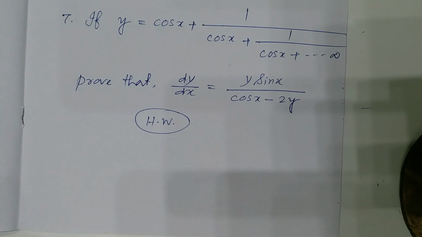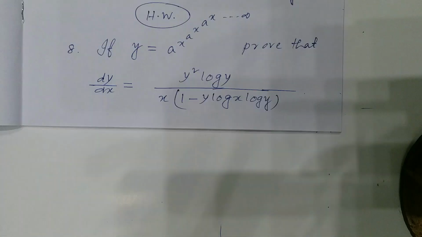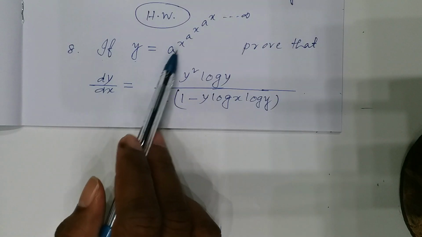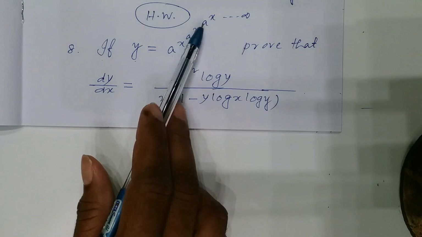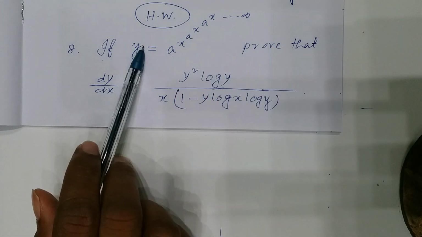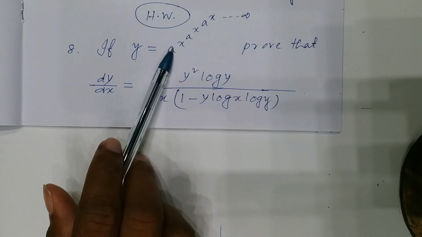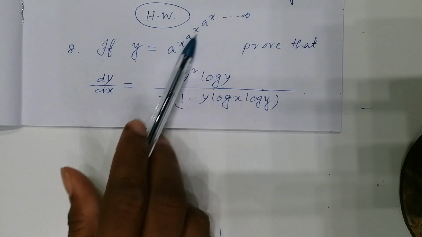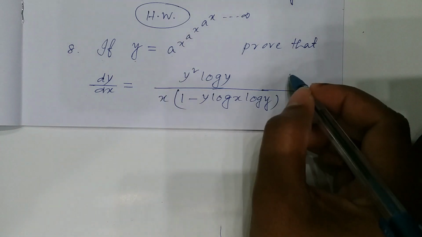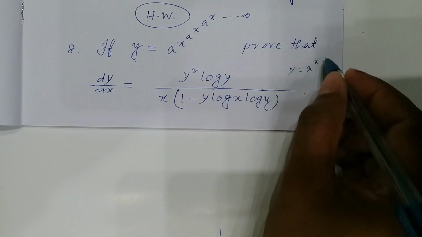Okay. So you take another question. You see this question. If y is equal to a to the power x, a to the power x, again a to the power x, and so up to infinity, prove that this one. y is equal to a to the power x, then the repetition begins from here. So a to the power x to the power y. Your expression will be y is equal to a to the power (x to the power y).